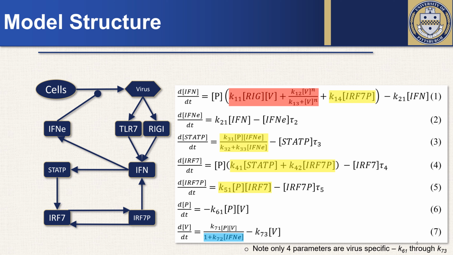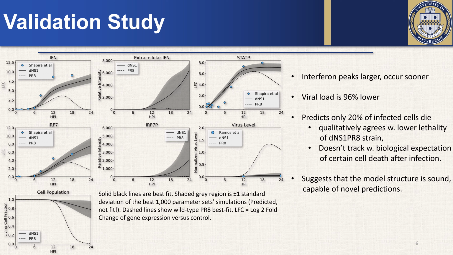Dotted lines here are the original model training from last slide. Blue circles are data from the NS1 knockout strain. Solid lines and the gray area here are entirely predicted, not trained directly to this dataset.